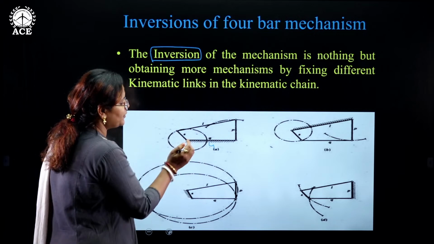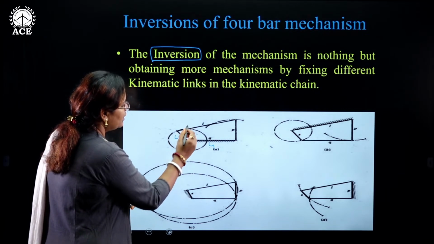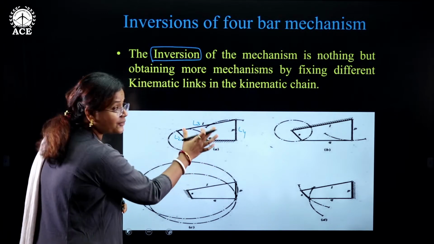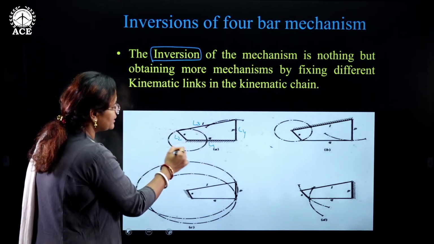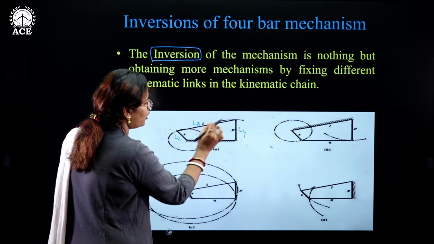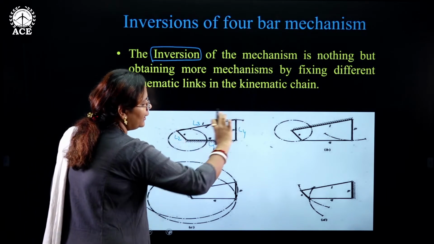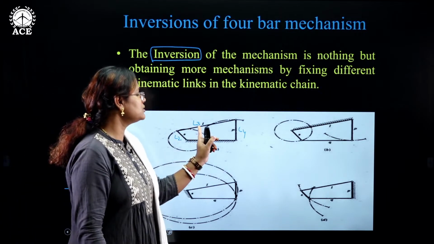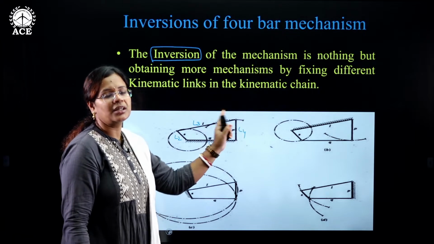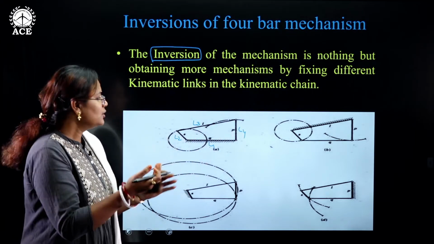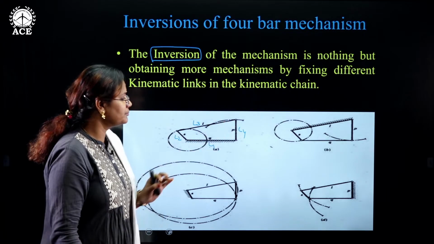See here, L1, L2, L3 and L4. So L1 is fixed, the frame. L2 is completing one whole revolution, so it is the crank. L3 is connecting the crank and the rocker, so it is the connecting rod, and L4 is called the rocker. Why is it called a rocker? It is because it is only oscillating. You have seen baby rockers, right? They only oscillate. That is how it got its name as rocker.